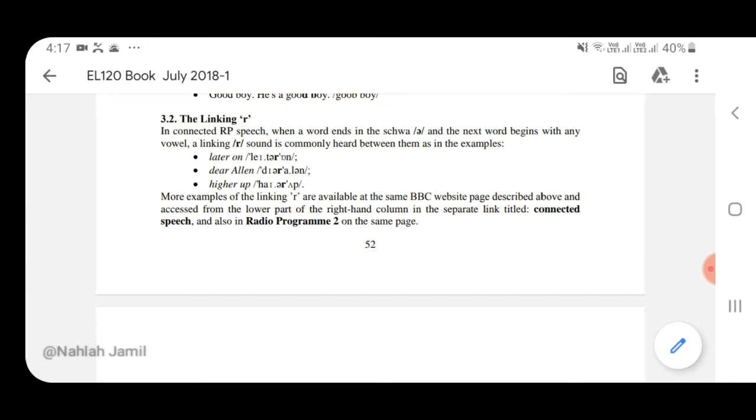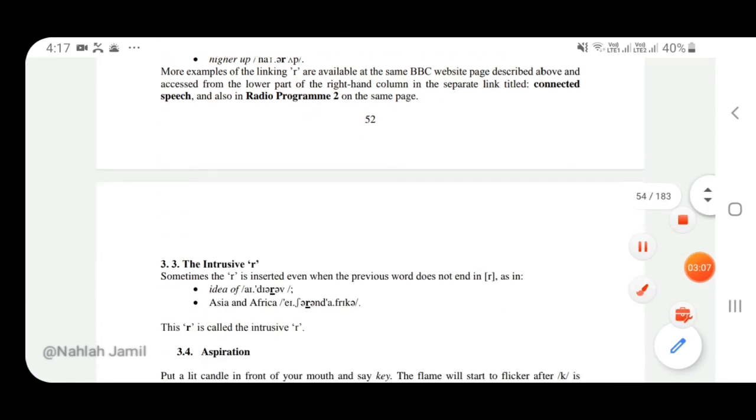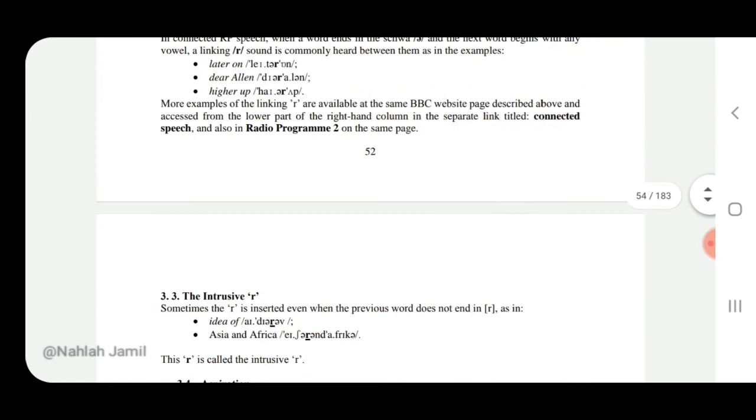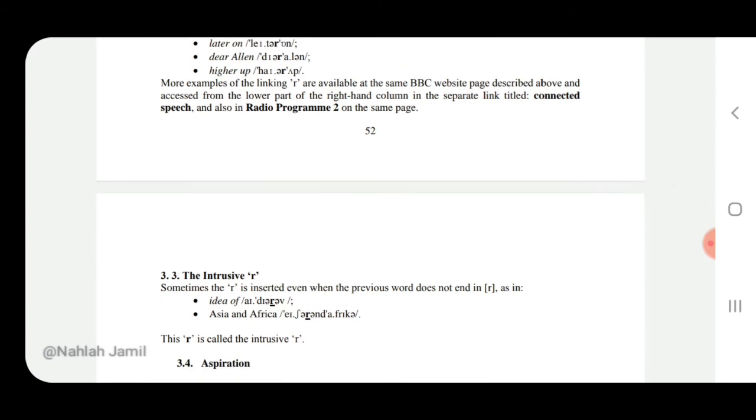Now we are going to see what the intrusive R is. The intrusive R, the rule is the same, okay? But here in the intrusive R, the R is not available, there is no R written in the words, but they're inserting an R. So if you see here the first example, it's "idea of". There is no R between "idea" and "of". But it follows the rule.